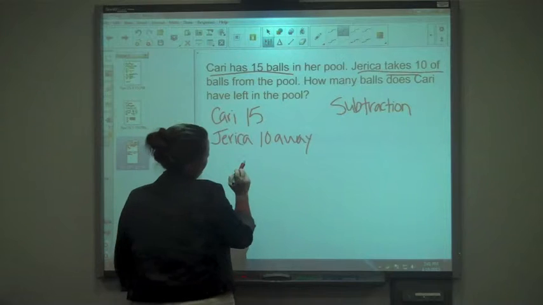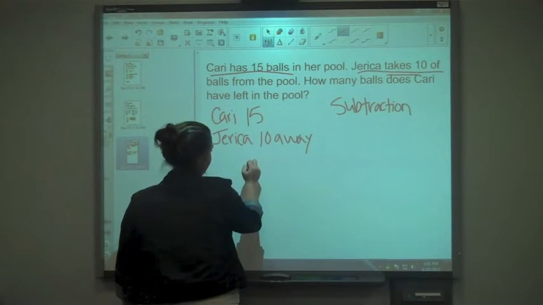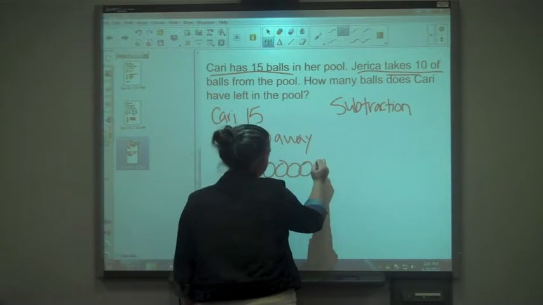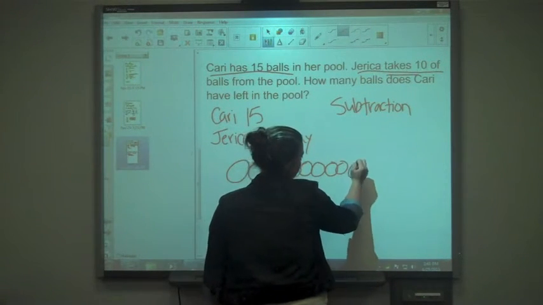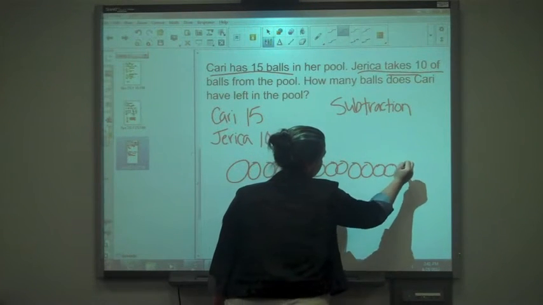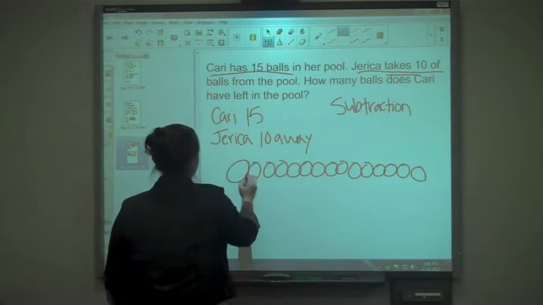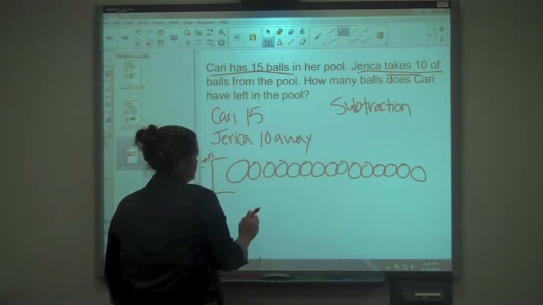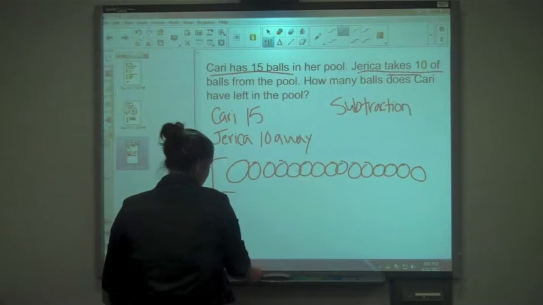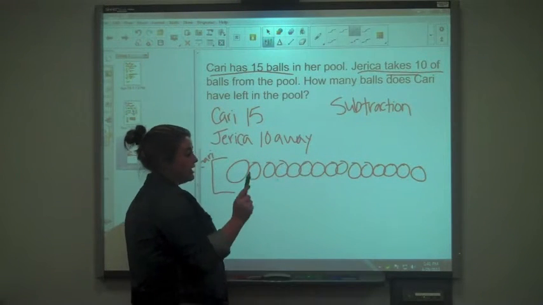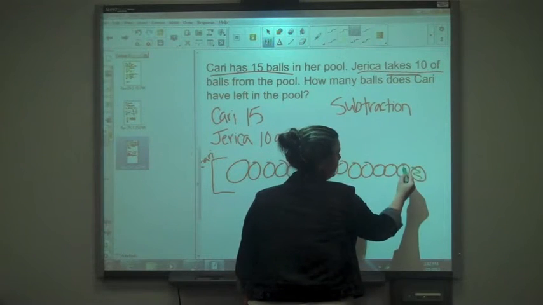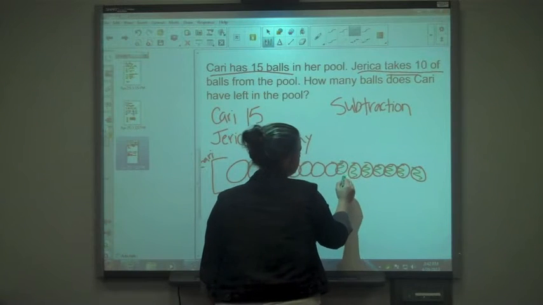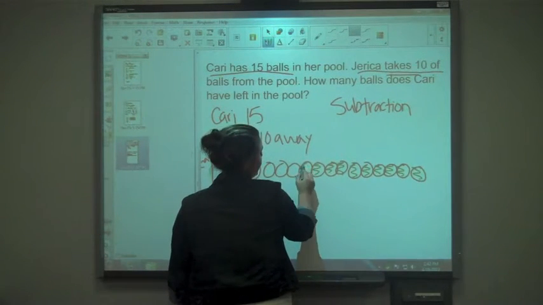All right, now we're going to draw the balls so we can take them away. 1, 2, 3, 4, 5, 6, 7, 8, 9, 10, 11, 12, 13, 14, 15. All right, this right here is Carrie's balls. Now, Jerica takes 10 of them away. So we're going to shade in 10. 1, 2, 3, 4, 5, 6, 7, 8, 9, 10.